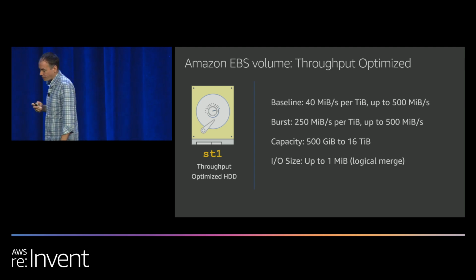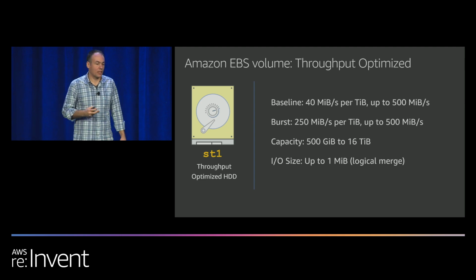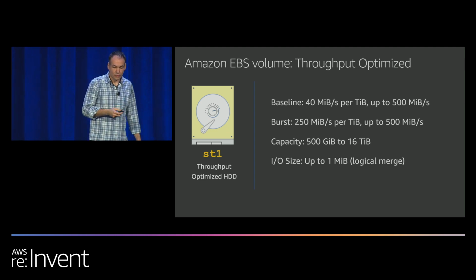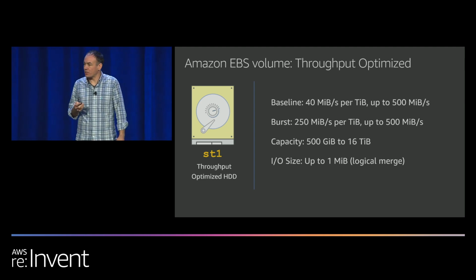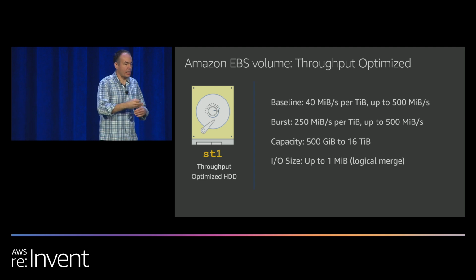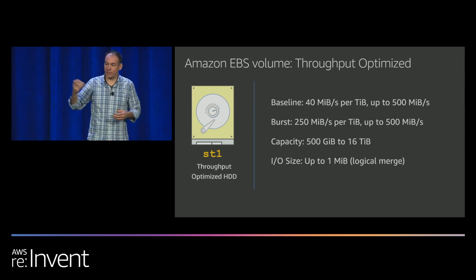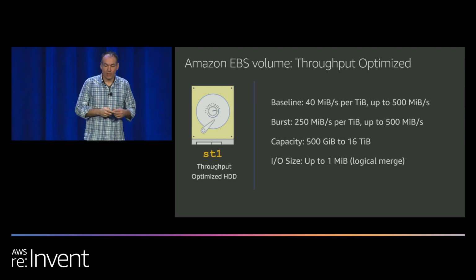Most of the time, ST1, and here we'll talk a little bit more about that, ST1 is good enough for you. So much like GP2, this has a baseline that scales with the size of the volume. However, the scaling is different. We use throughput instead of IOPS on our ST1 volumes. And so you get 40 megabytes per second per terabyte, up to 500 megabytes per second. And then a burst that's designed to allow you to scan the entire LBA range a few times a day. And so you get that up to 500 megabytes per second.